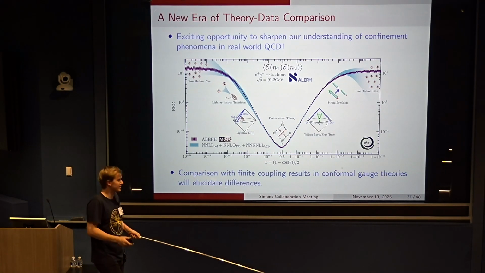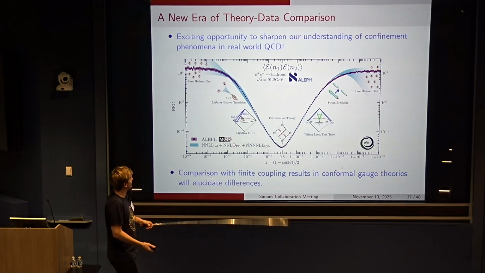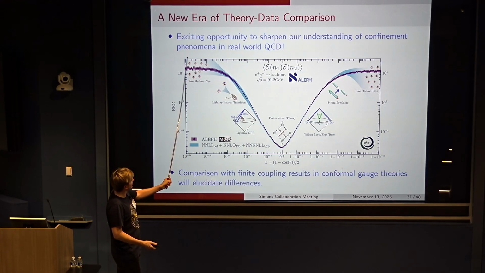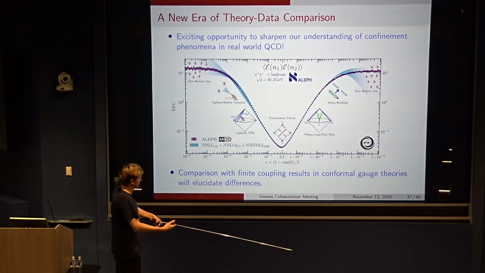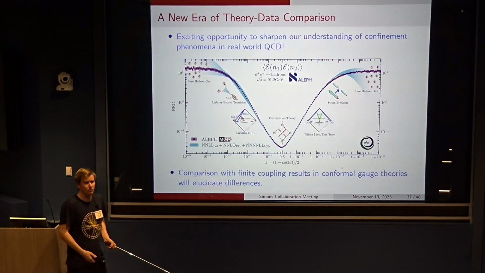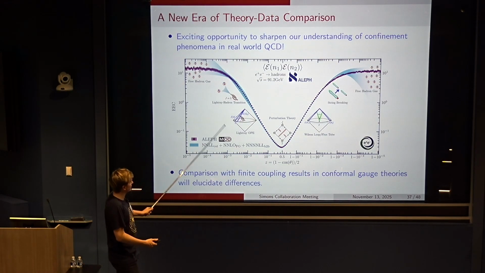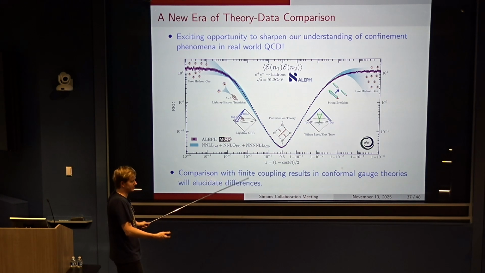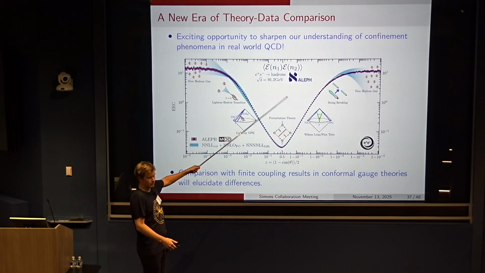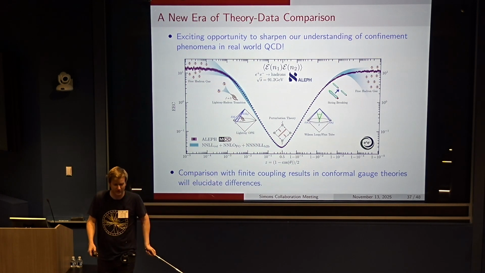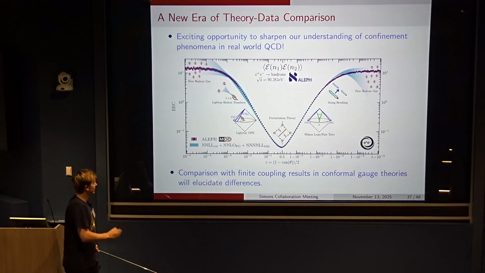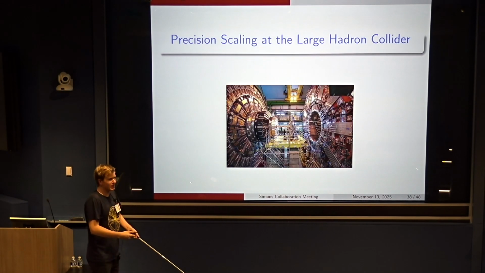And so related to your question, also comparing not just with these confining theories, but also with finite coupling results in conformal gauge theories, which are now becoming available thanks to the conformal bootstrap, will really help us elucidate the differences in these different theories, particularly in the string breaking regimes over here.